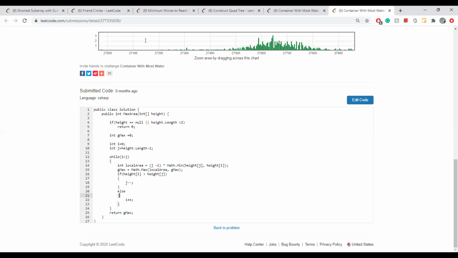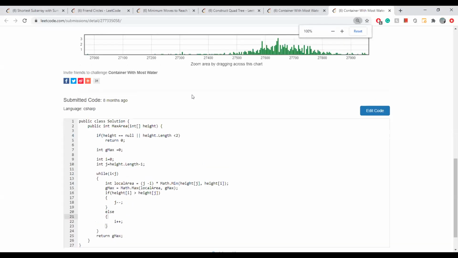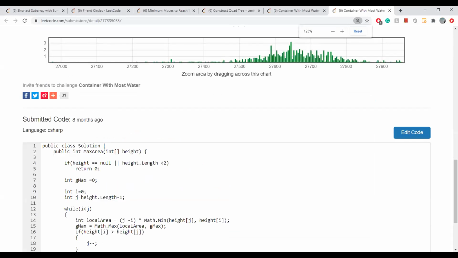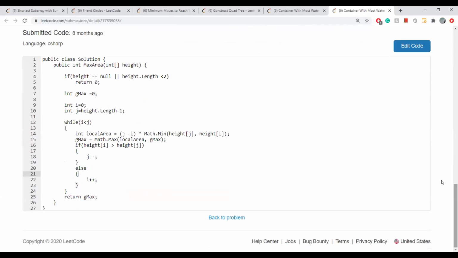Okay, can you see my screen? Yes. Can you just increase your font a bit? Yeah. Thank you. I mean, I solved this a really long time ago.